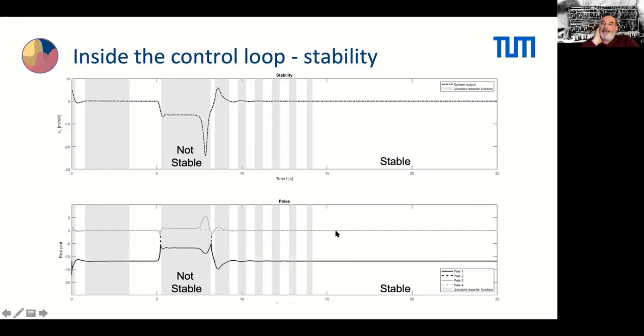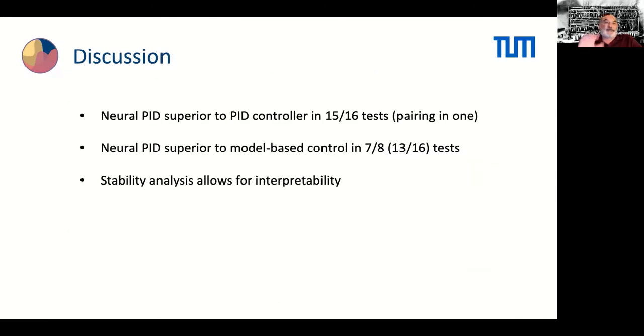So this is a major concern for control engineering, to look into using neural networks or any sort of modern machine intelligence for control problems. So we have been testing, looking at the data, we can tell that the neural PID controller is clearly better than the standard PID controller in 15 out of 16 test cases that we checked out.